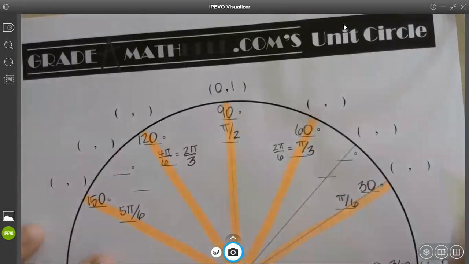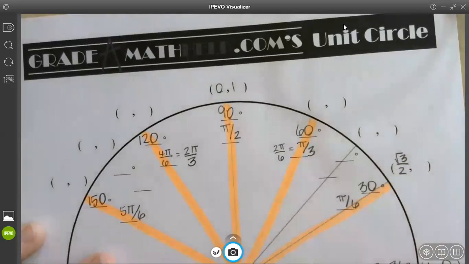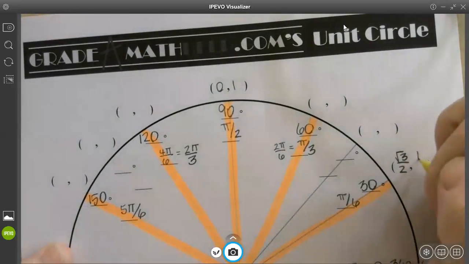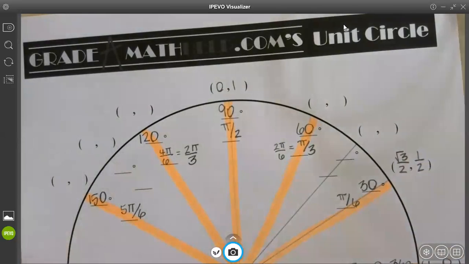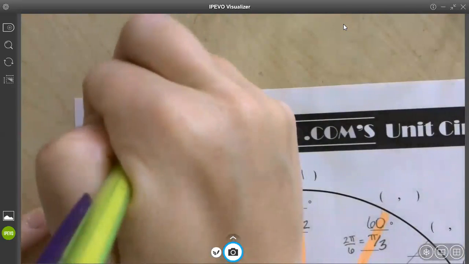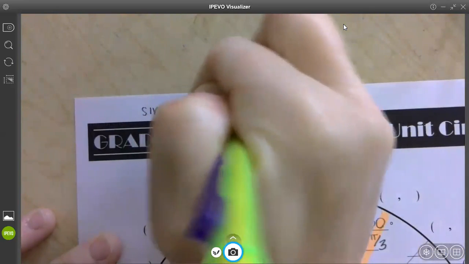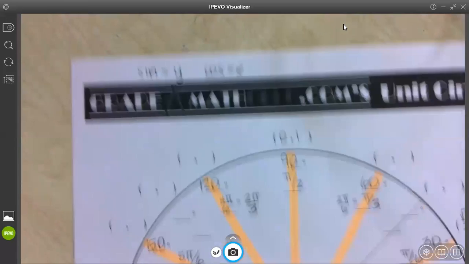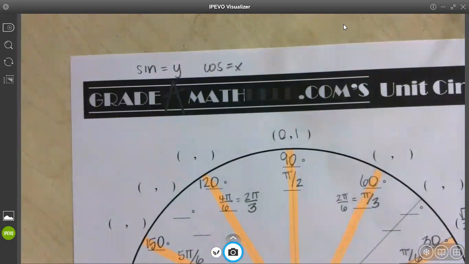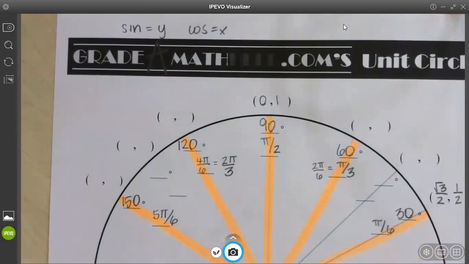So if we look at this very first one, it is square root of 3/2, 1/2. If we remember, and we should, but if we don't, sine is your y coordinate and cosine is your x coordinate. We'll throw that up there for a minute.